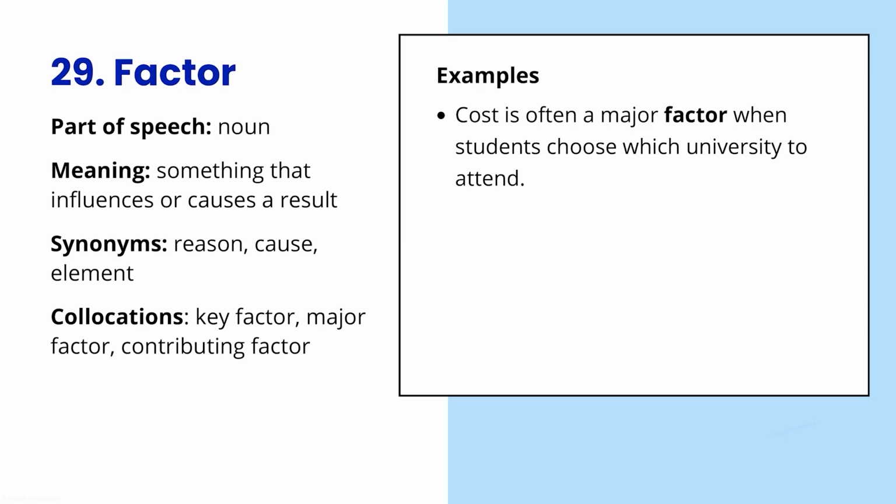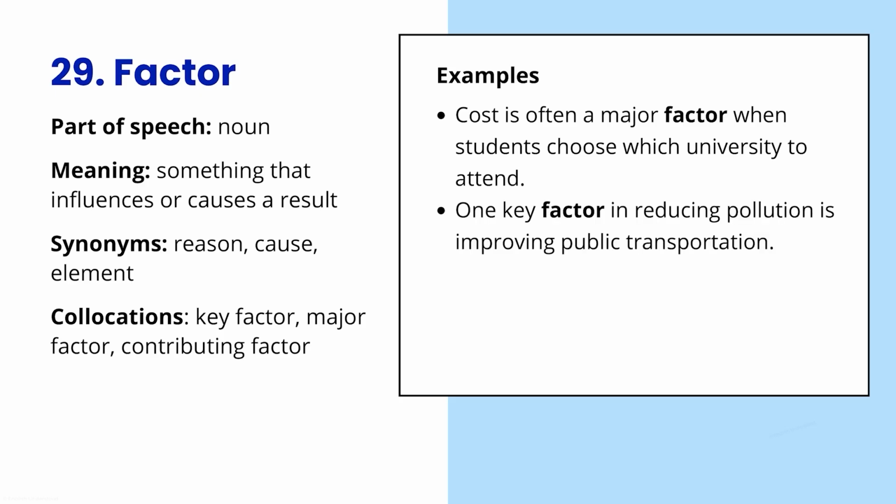So this means that the amount of money you have to pay to go to university is often something that will influence students when they're deciding which university to attend or go to. One key factor in reducing pollution is improving public transportation. If you often find yourself using words like reason or cause, try using factor instead to sound a little bit more academic. Moving on to 30 now, acknowledge.